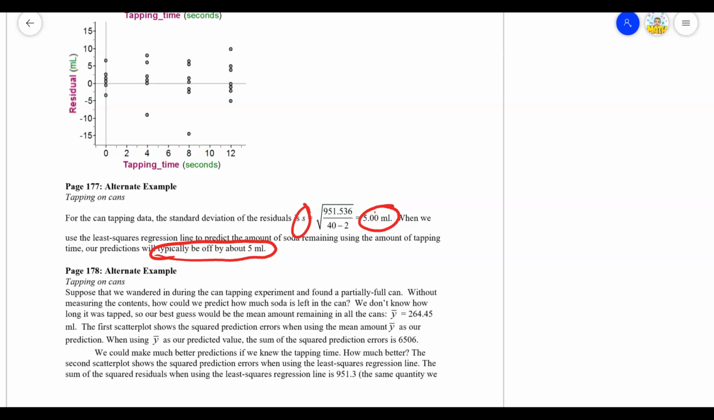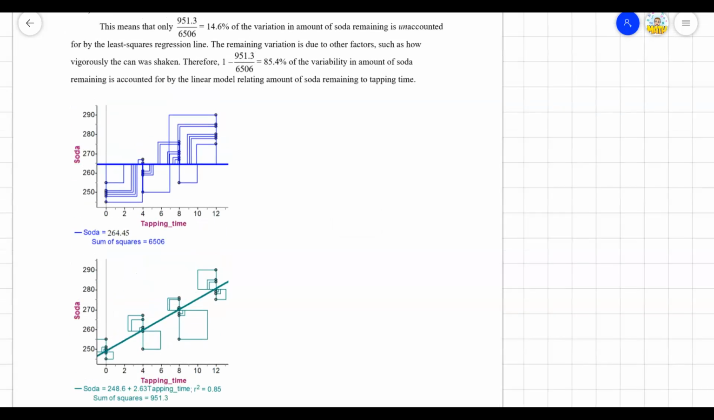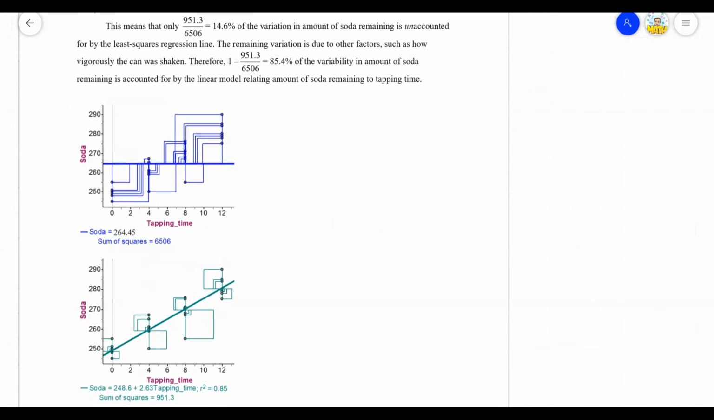Right? If we use this line to predict the amount of soda that's going to be left in the can after a certain amount of tapping, typically we can expect our estimate to differ from the actual value by about 5 milliliters. Now this is what we looked at on Remote Wednesday. This is our definition or our understanding of R squared.